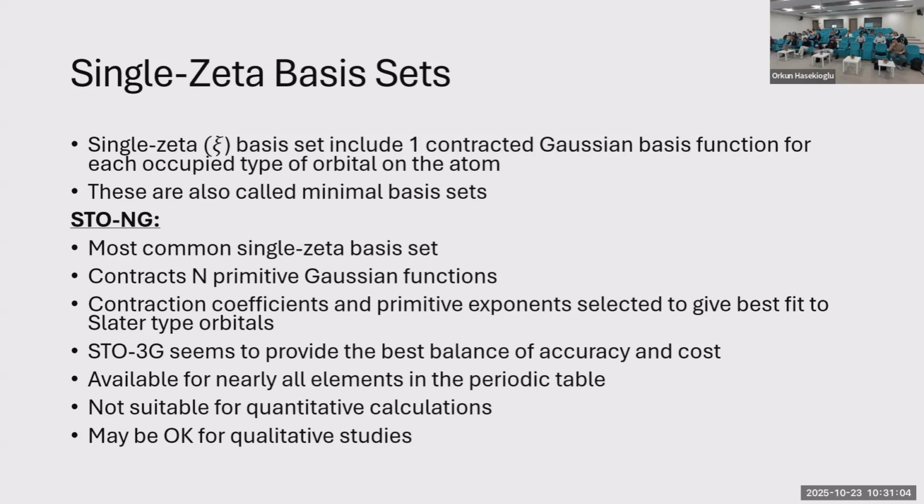And when you have three primitive Gaussian functions, STO-nG becomes STO-3G, and it seems to provide the best balance of accuracy and cost. It's available for nearly all elements in the periodic table, but it's not suitable for quantitative calculations. It would be okay for qualitative studies, though.